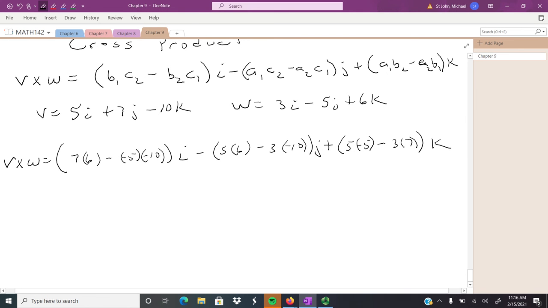So if we do this out, this is going to be 42 minus 50 for that part. This is going to be 30, so it will be plus 30 on this side. And then this will be negative 25 minus 21. And so we're going to have negative 8i minus 60j minus 46k. And that will be our product. And that will conclude this video.